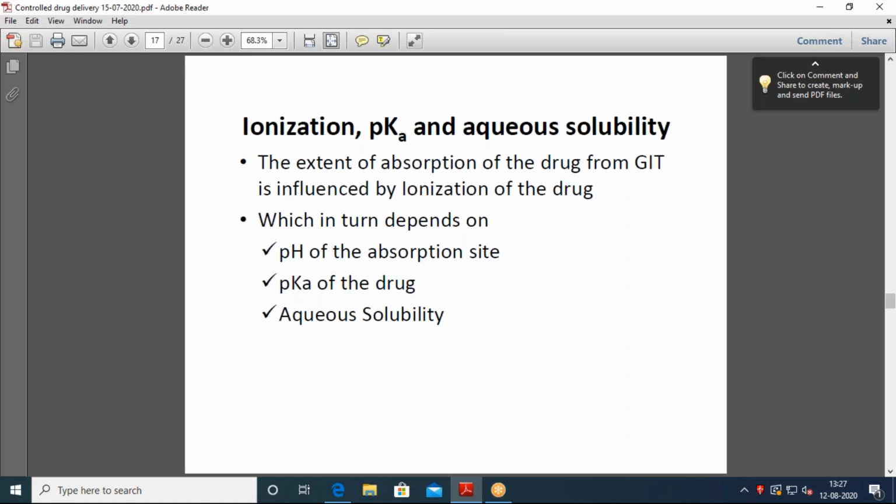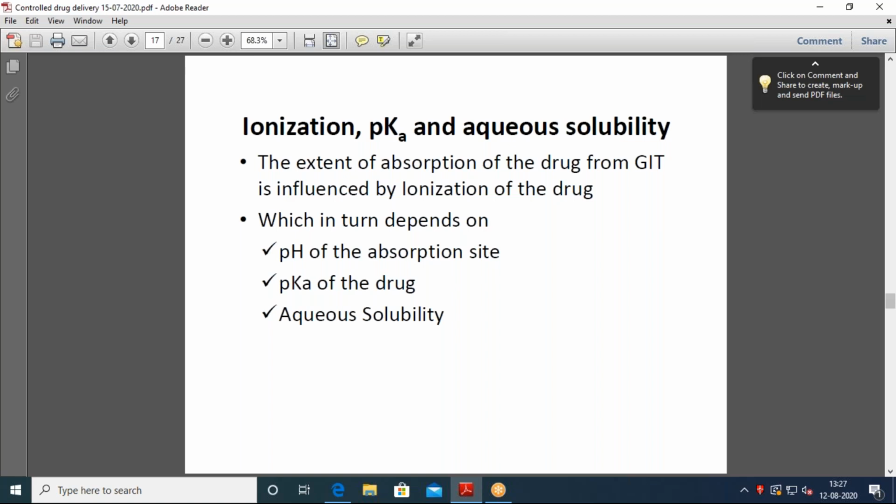Usually we know that most acidic drugs are poorly soluble in an acidic environment. Yet we always say that acidic drugs are well absorbed from the stomach, and for basic drugs it's vice versa. The solubility in the intestine is poor, which is supposed to be the site of absorption for basic drugs. For acidic drugs, you can take any of them, starting from aspirin.